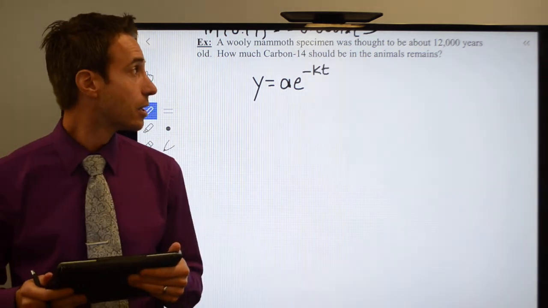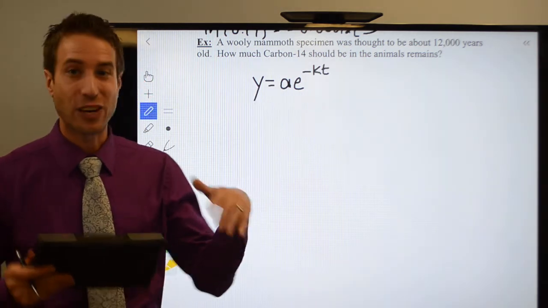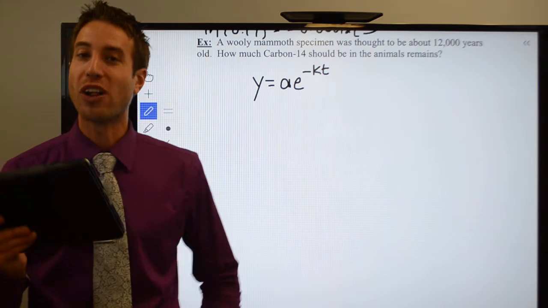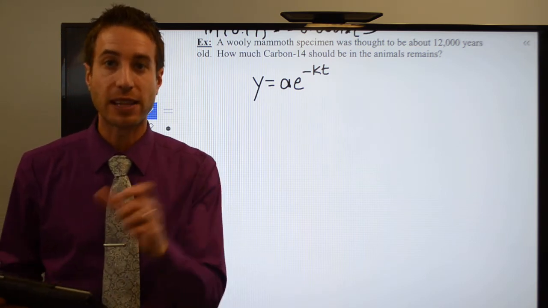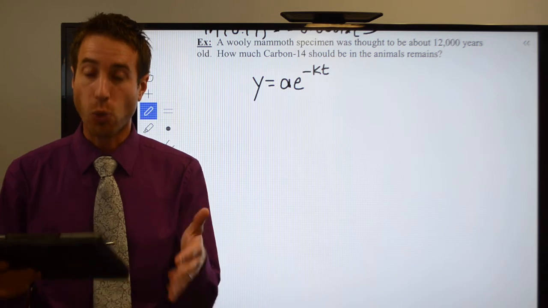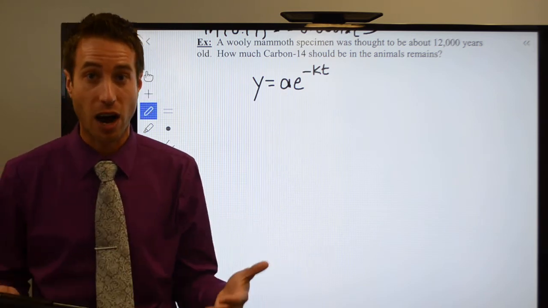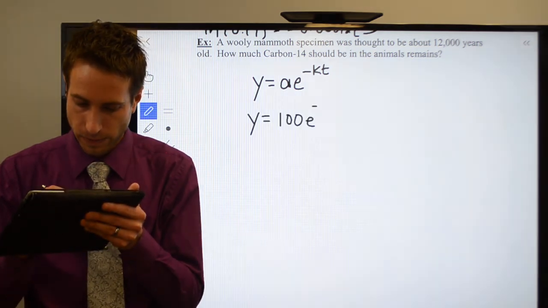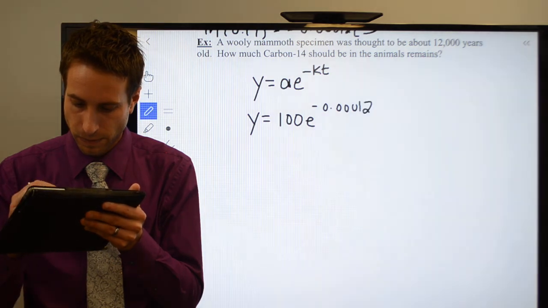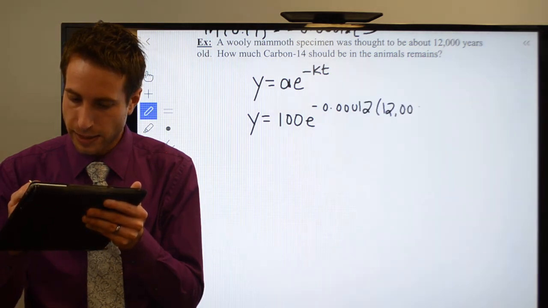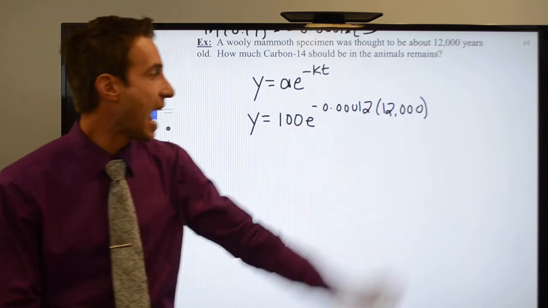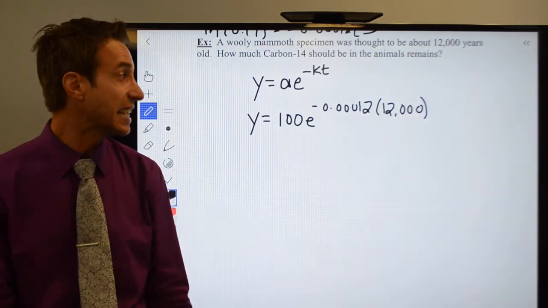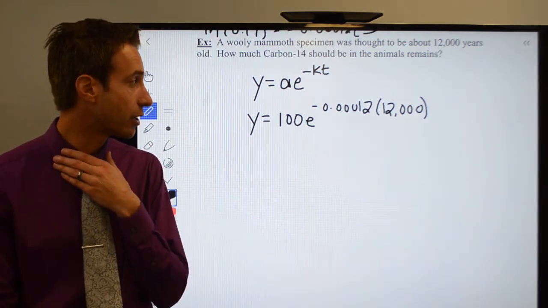Well, in this case, I'm trying to figure out what percentage of carbon-14 is left over. The easiest way to find a percentage is to find the percentage of 100. So once again, I'm going to make my initial amount 100. And the t is going to be 12,000. In this case, I tell you, after 12,000 years, what percentage of the original amount of carbon-14 is still left in the remains of this particular woolly mammoth?